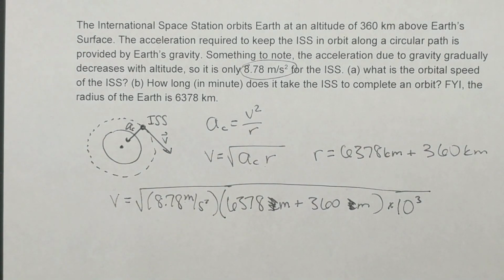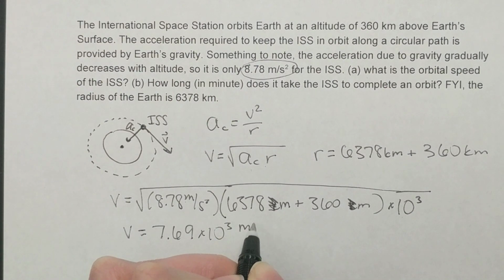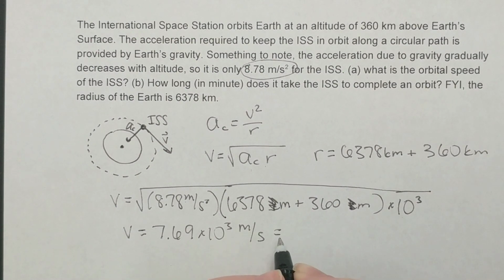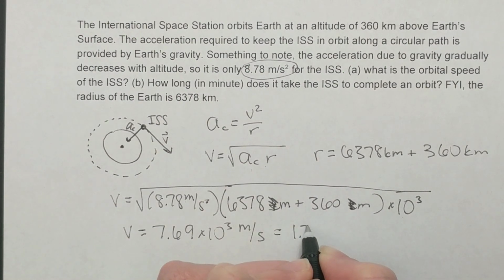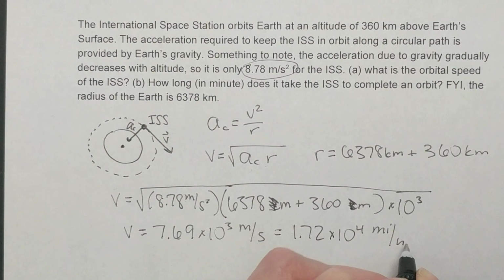Doing this computation, we find that the speed is 7.69 times 10 to the 3 meters per second. We could convert this to miles per hour if we'd like, with some simple unit conversions, and we would get 1.72 times 10 to the 4 miles per hour. Maybe that's easier for you to think about in terms of speed. So the ISS is moving very quickly around the Earth.